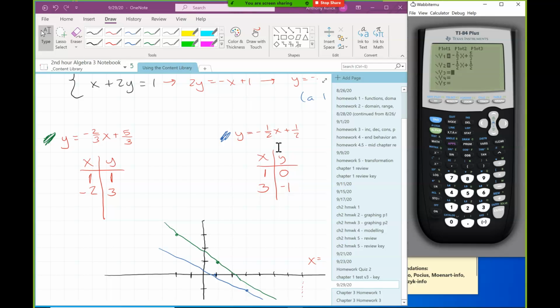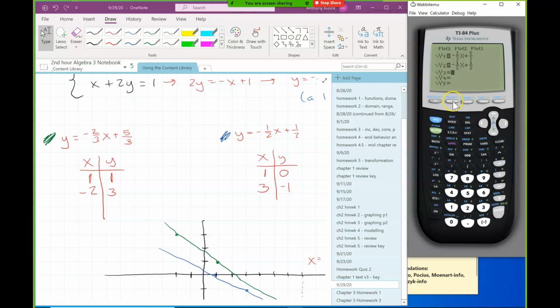Okay, before we hit graph, do me a favor. Up here where it says plot 1, 2, 3, notice how none of mine are highlighted? Check to make sure if any of yours are highlighted. If they are, just move your cursor up onto plot 1, 2, or 3 and press enter to unhighlight it. Andrew, I think that's probably your issue. Mine are not highlighted. Okay.